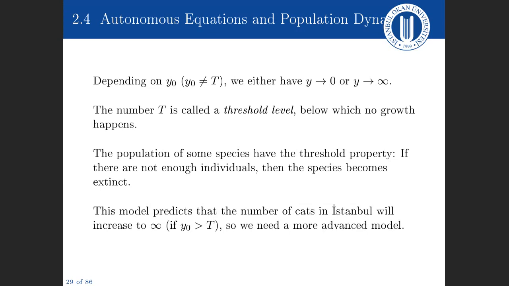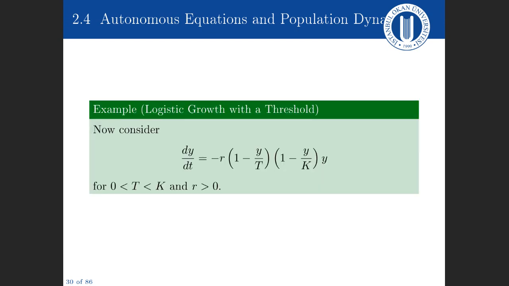This model, again, predicts that the number of cats in Istanbul will increase to infinity if we're above the threshold level. So we need a more advanced model. Let's move on to model number 4. Now I want to consider dy/dt = -r(1 - y/T)(1 - y/K)y, where r, T, and K are all positive constants, and K is a bigger number than T.